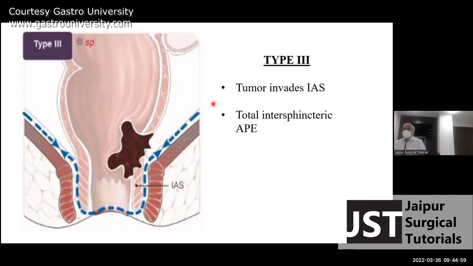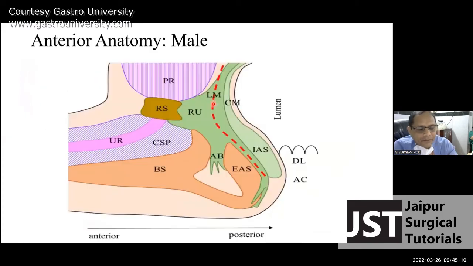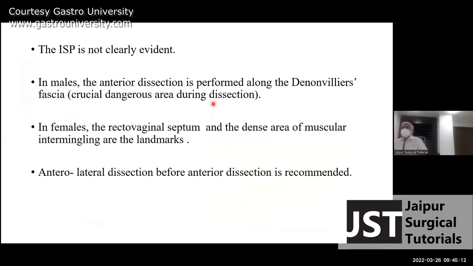Intersphincteric resection is, as you said, in well-differentiated early stage tumors where the external sphincter and levator ani are not involved. Now, Dr. Chetan, from this point of view, suppose you do an intersphincteric resection and then the histopathology report comes that the circumferential margin is positive. Then what are the options?